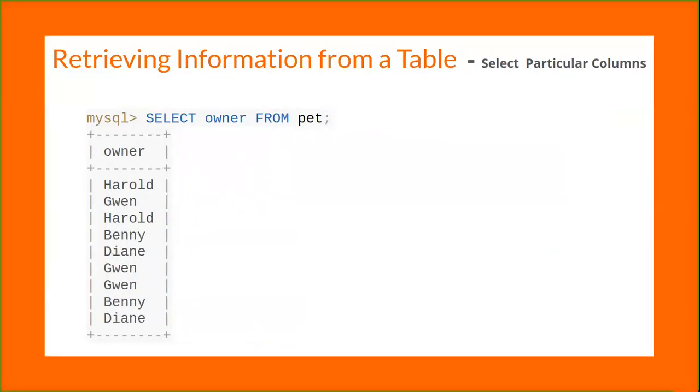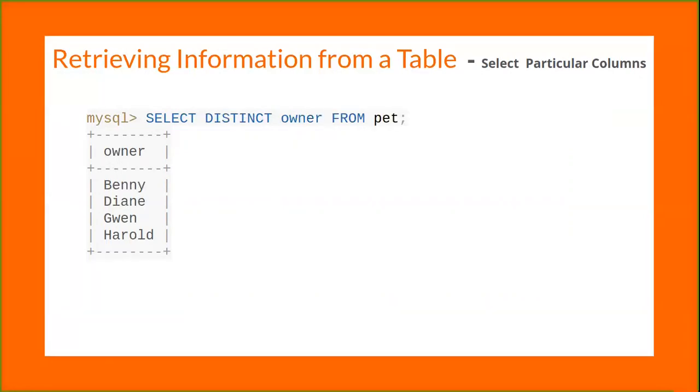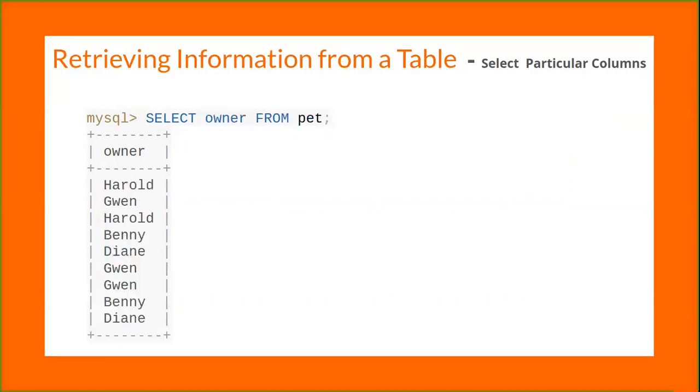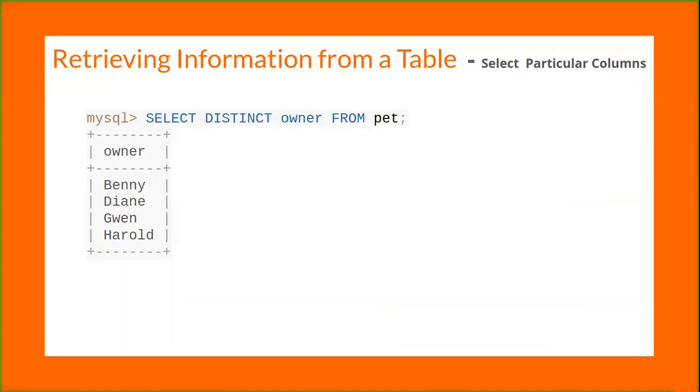Or if you want to find out who owns pets, use this query. Notice that the query simply retrieves the owner column from each record, and some of them appear more than once. To minimize your output, retrieve each unique output record just by adding the keyword DISTINCT. Then: SELECT DISTINCT owner FROM pet.